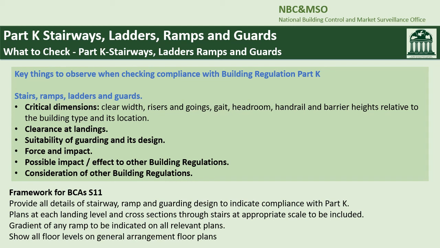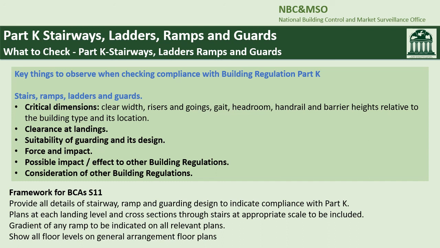When inspecting on site for compliance with the Building Regulations Part K, you should check critical dimensions, clear widths, risers, goings, the going rule, which is twice the riser plus the going, headroom, handrail height, barrier heights relative to the building type and their location, clearance at landings, suitability of guarding and its design, force and impact, and the possible impact or effect of other building regulations, i.e. Part B, Part D and Part M.